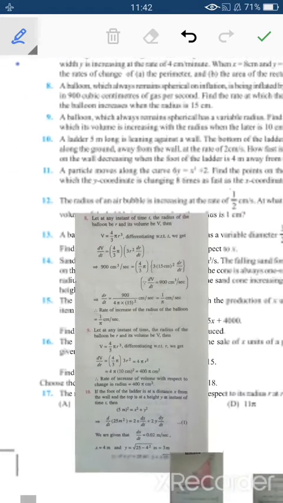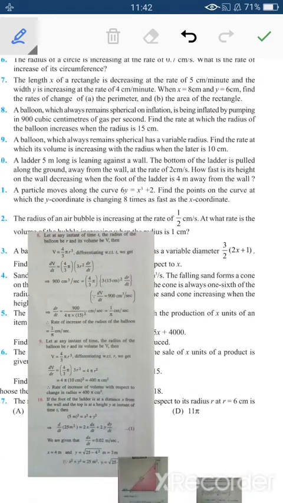Moving on with question number 9 now. A balloon which always remains spherical has a variable radius. So what is given to us? Variable radius is given to a balloon which is a sphere. So it means again we are given the volume which is spherical in shape. So the volume of the spherical shape is 4/3 pi r cube. Find the rate at which its volume is increasing. Now we have to find dV/dt when the radius is 10 centimeter.